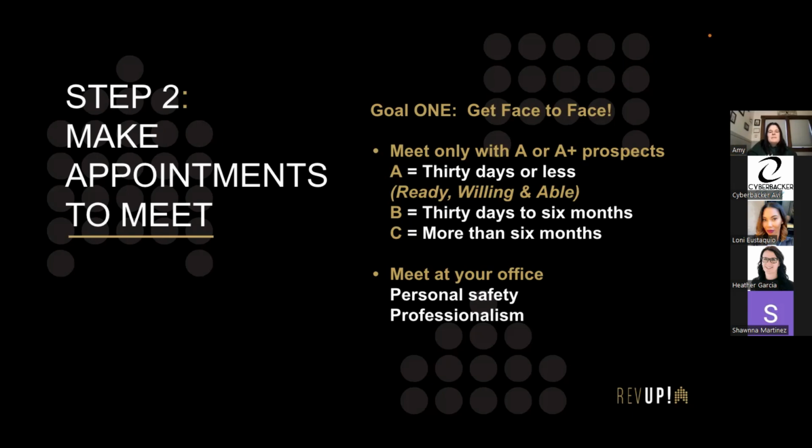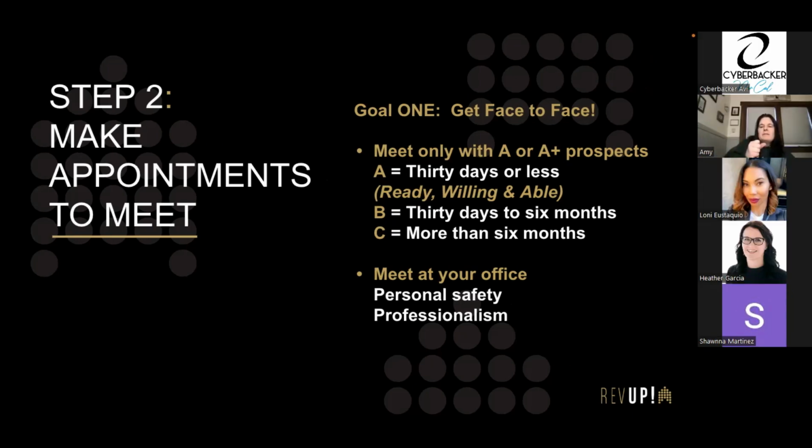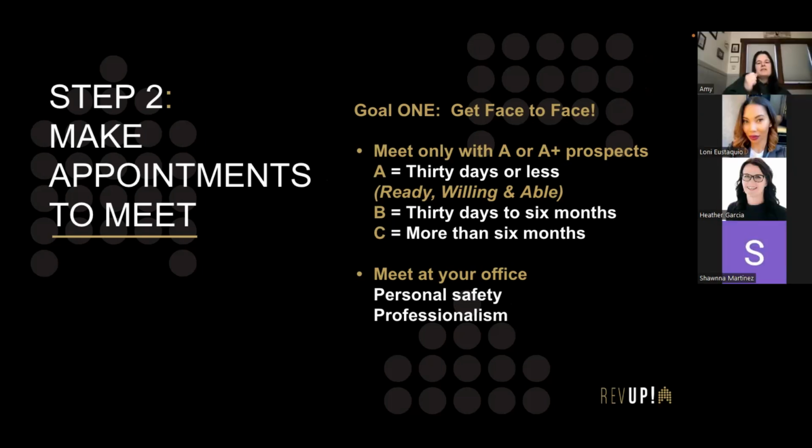Let's see here. Some things to find out is we want to meet with those A or A+ prospects, right? Those are ready, willing, and able. So those are people that are looking to buy in 30 days or less. They're ready to start the process. They're ready to get pre-approved. They don't have a lease that's going to hold them up until August.